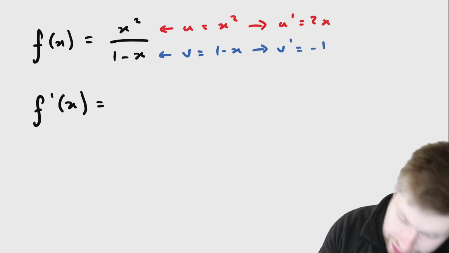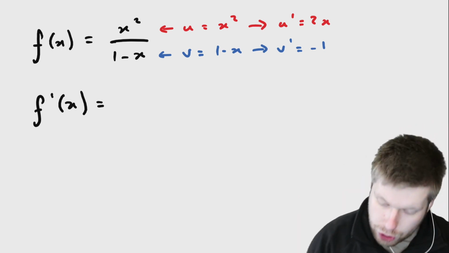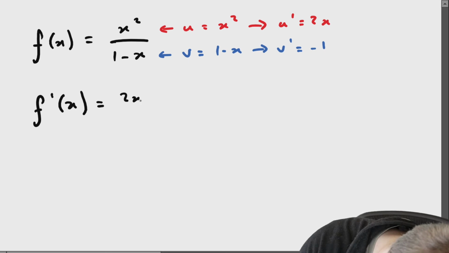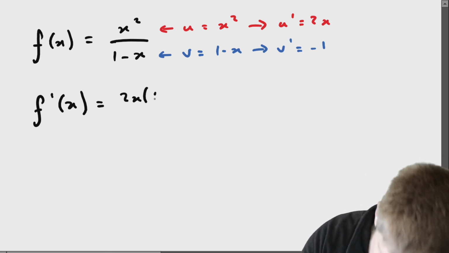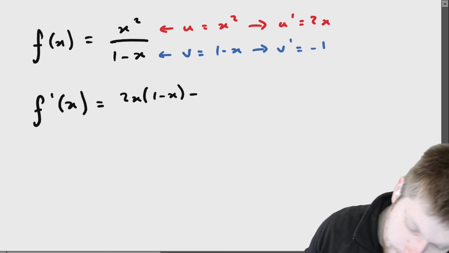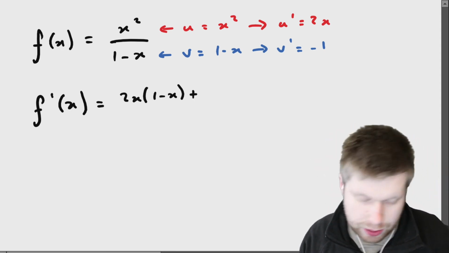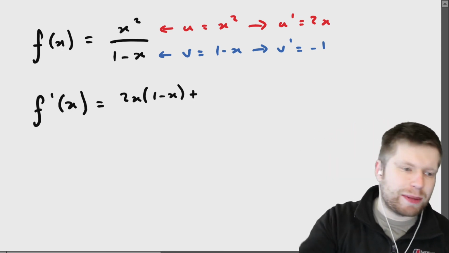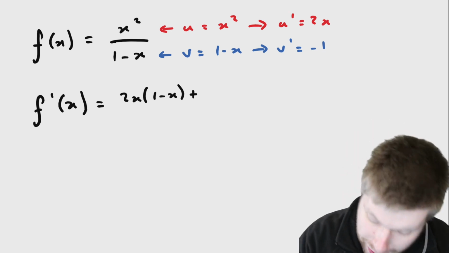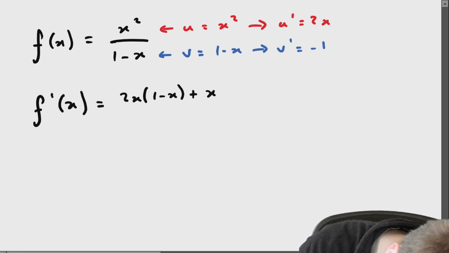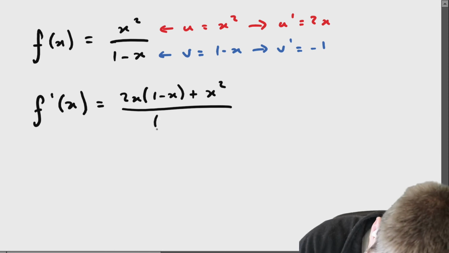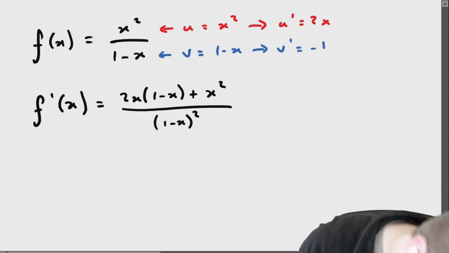So therefore the derivative, let's think, it's going to be the derivative of u, which is 2x, multiplied by v, which is 1 minus x, minus the derivative of v, which is -1. So I'm just going to put positive there. So negative times negative becomes a positive, times the u, which is x squared, all divided by v squared, so 1 minus x all squared.